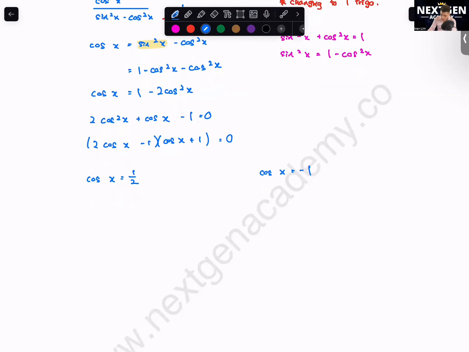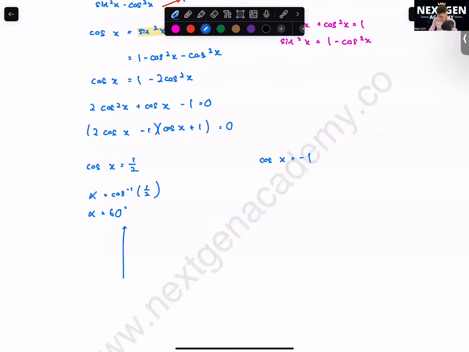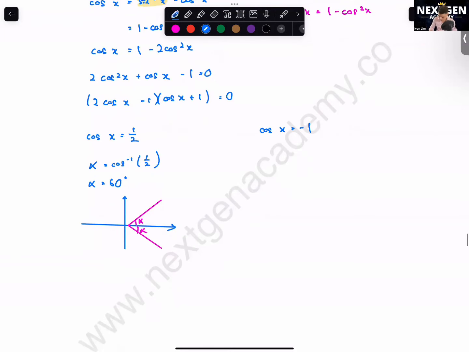What we need to find next is our alpha. Alpha is inverse cos 1 over 2. We get our base angle as 60 degrees. We draw our ASTC. Which quadrants is it in? A and C, so the first quadrant and the last quadrant. The first x is 60 degrees. This one is 360 minus 60, which is 300 degrees. So you get two answers here.